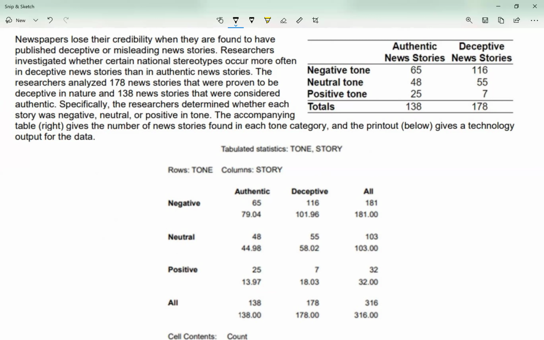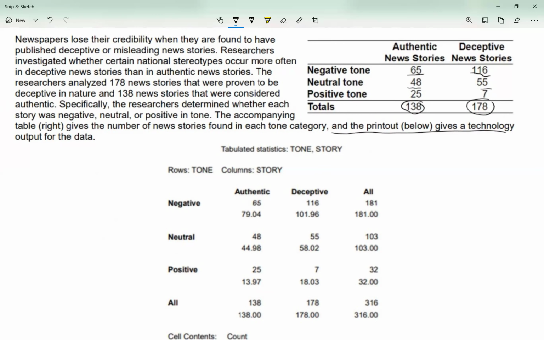The accompanying table at the right gives us the number of news stories found in each category. So let me stop reading here. There were some stories that were authentic, and there were some stories that were deceptive. For the negative tone, 65 stories were authentic, 116 were deceptive. Then there was a neutral tone, 48 were authentic, 55 were deceptive, and so on and so forth. Okay, so now we know what the table tells us. 138 means there were 138 authentic stories, and 178 means there were 178 deceptive stories.